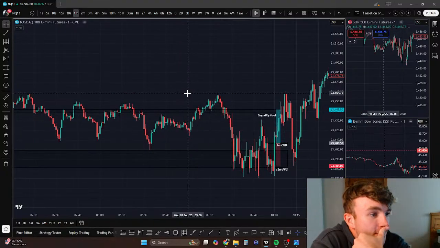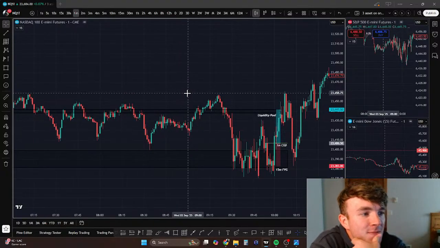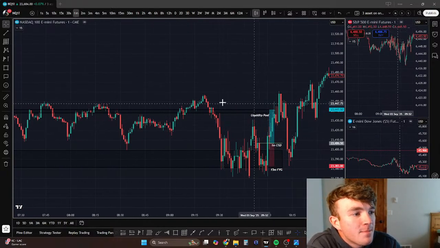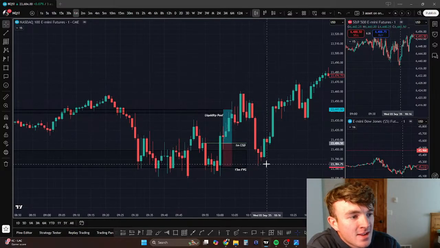This is a good little micro stealth here. We don't continue higher here, and that's kind of lame. But you'd probably be at break even at this point.